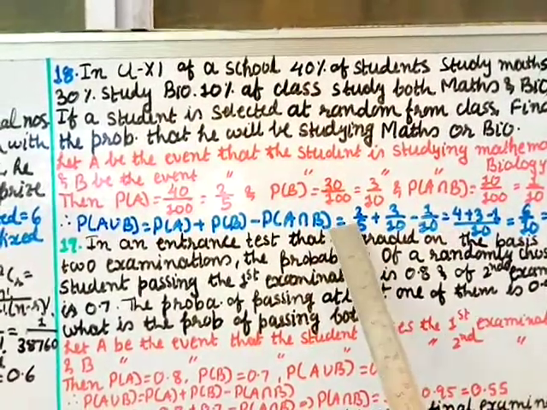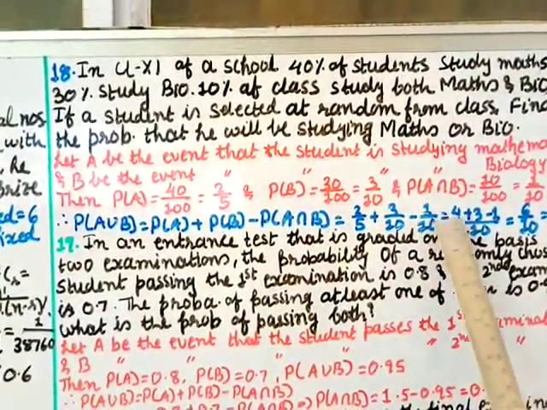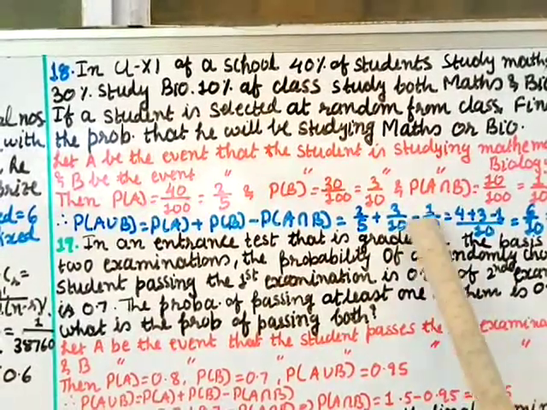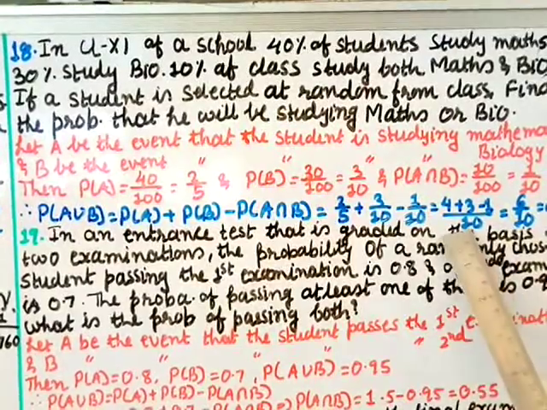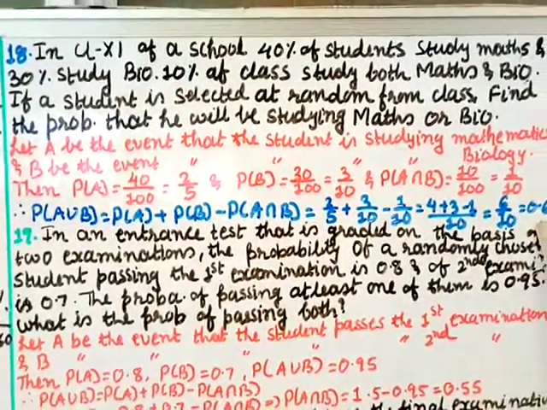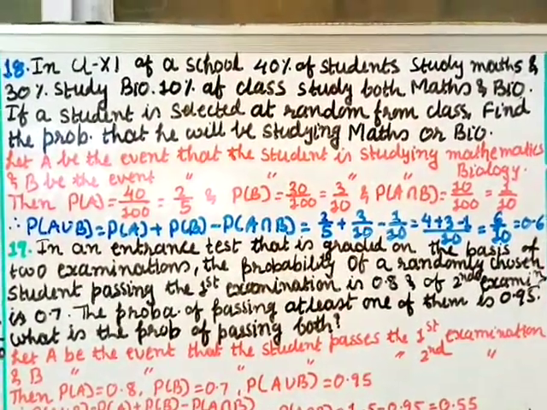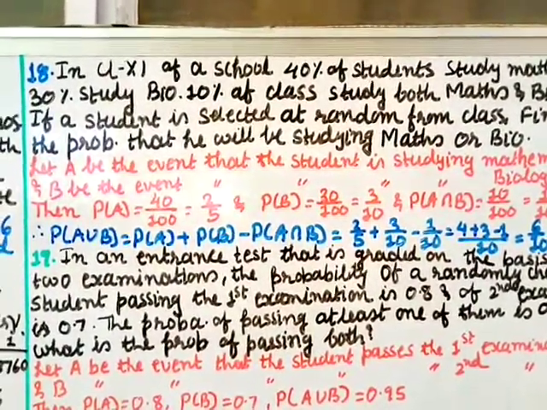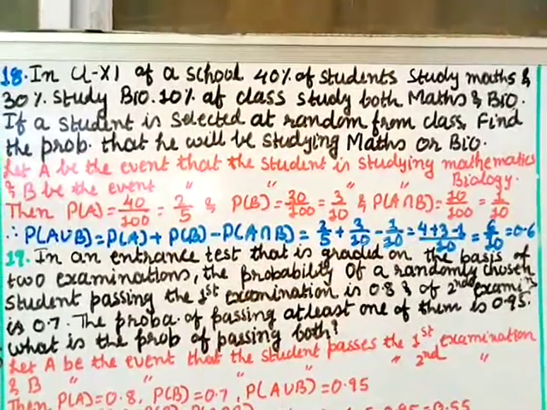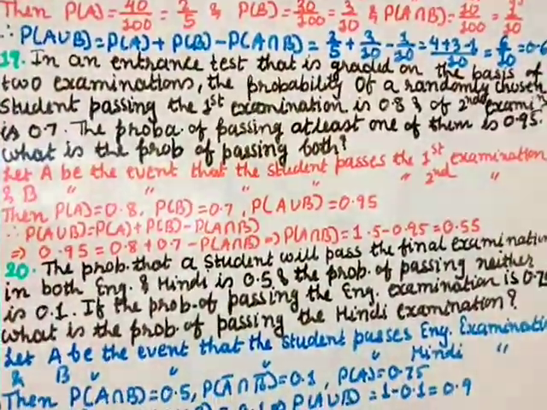LCM is 10. So multiply by 2. So 2 into 2, 4. Plus here nothing. So plus 3 minus 1 divided by 10. 4 plus 3 minus 1 gives you 6 by the denominator 10. This value is 0.6. So this is the probability of studying either mathematics or biology. Okay, so that is the solution for question number 18.